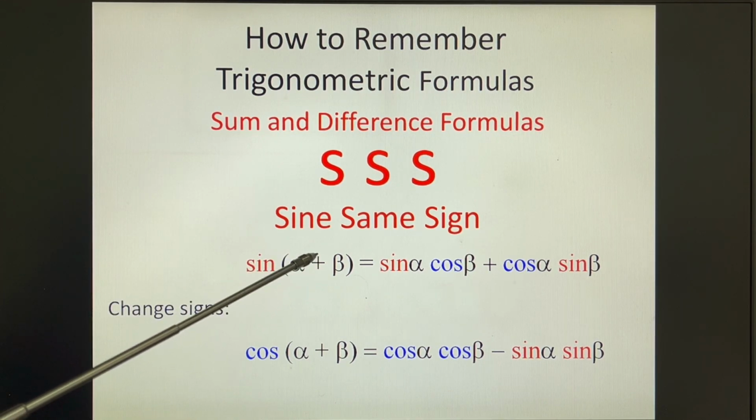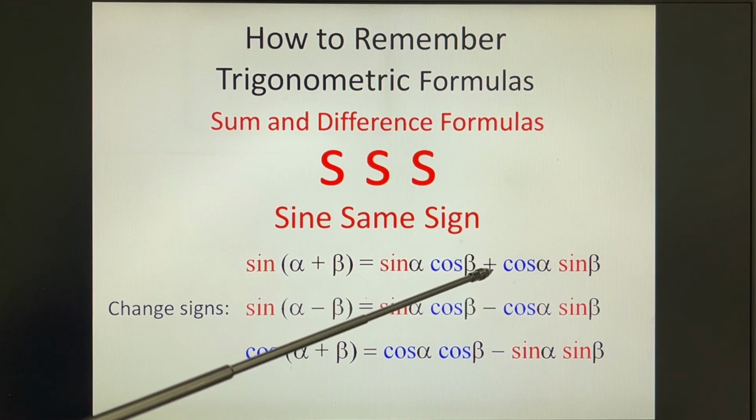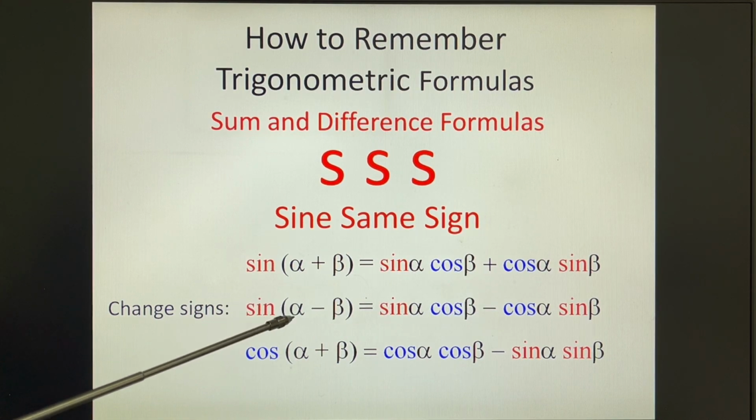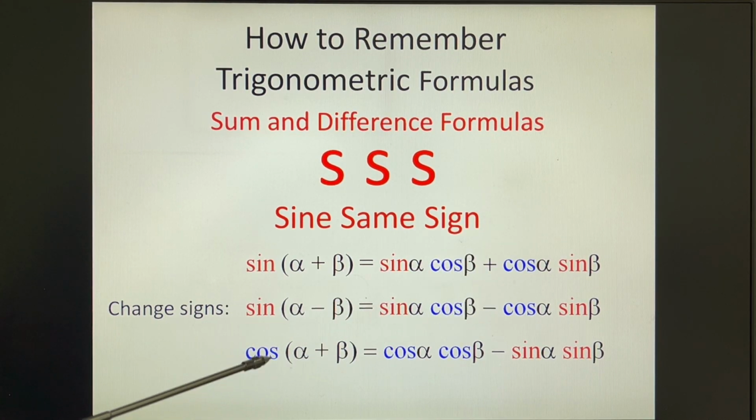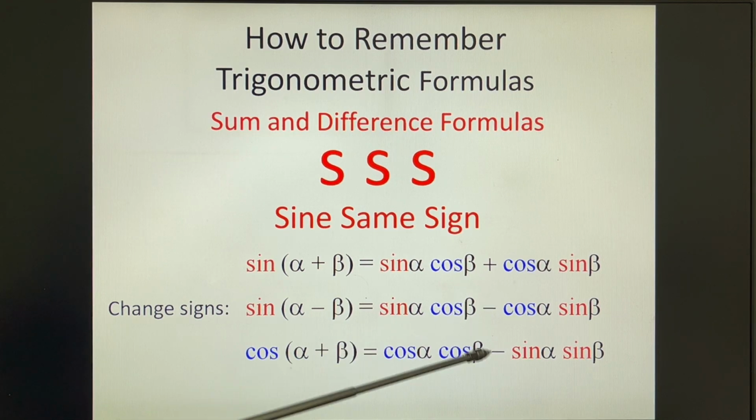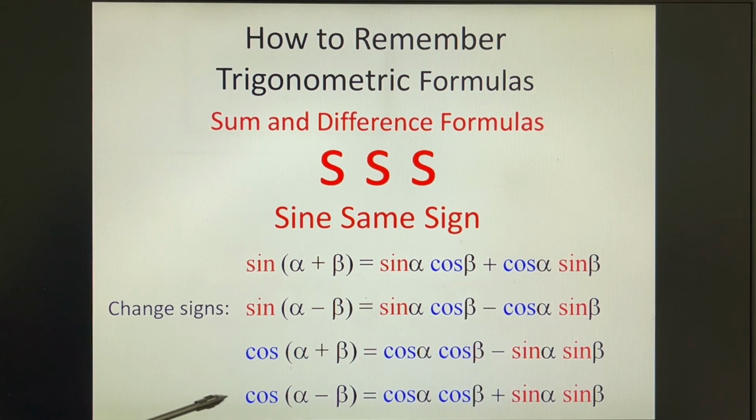Once we know this one, we change the sign. We change this sign to minus, we get sine alpha minus beta. We change this sign to plus, we get cosine alpha minus beta. These 4 identities are the base ones I use to deduce the others.